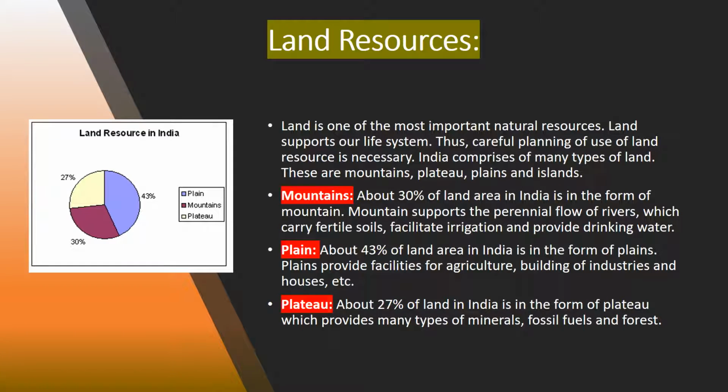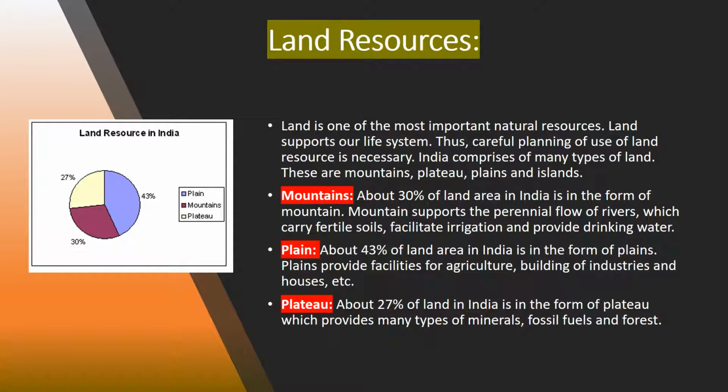Land is one of the most important natural resources. Land supports our life system. Thus, careful planning of the use of land resources is necessary. India comprises many types of land. These are mountains, plateau, plains and islands.